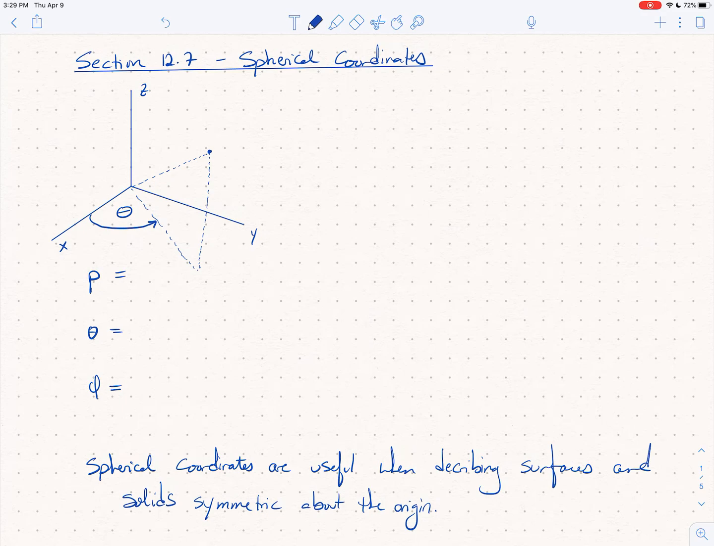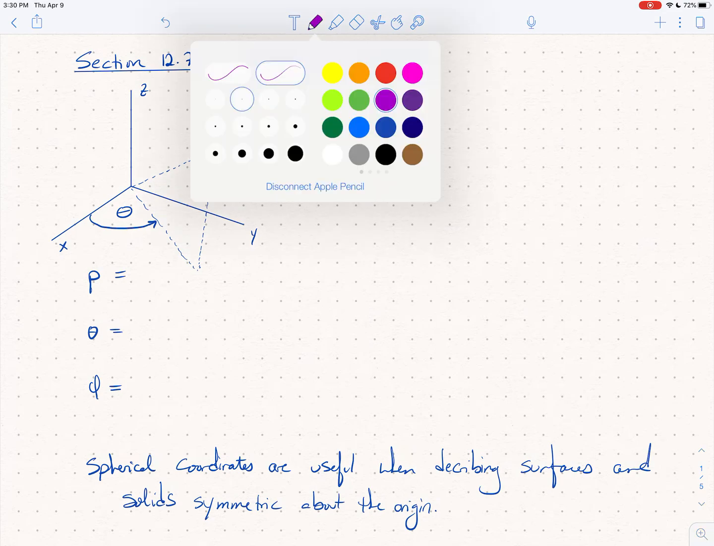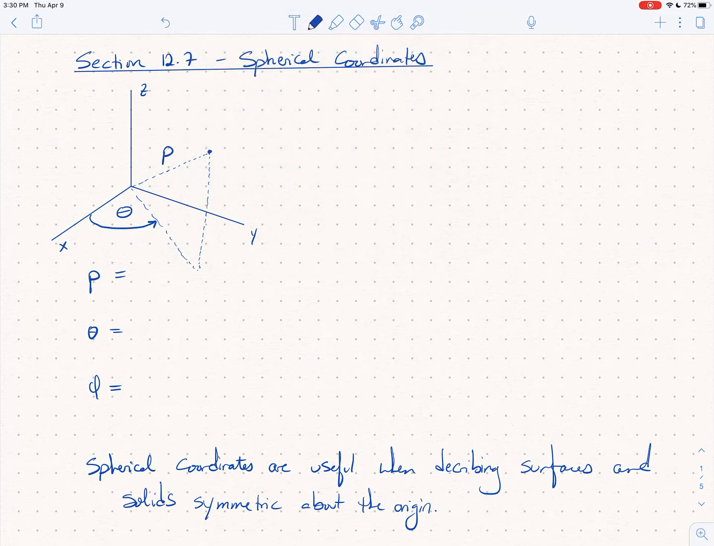So in both polar and cylindrical, you labeled this distance right here as your rho, or your r. Well, that's going to change now. I'm not going to be interested in this distance. I'm going to be interested in this distance, the distance from the origin itself to my point. And instead of calling that r, I'm going to call that distance the Greek letter rho. Yes, it looks just like a p. You can call it p if you want to, but it's really rho.